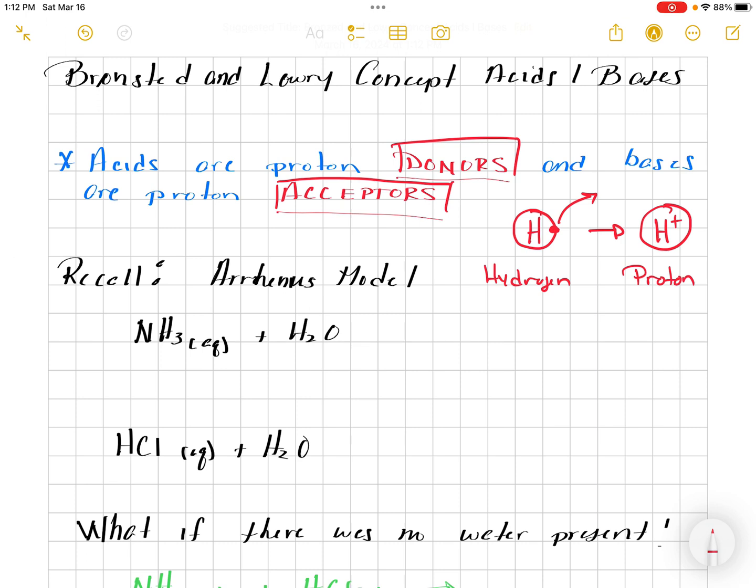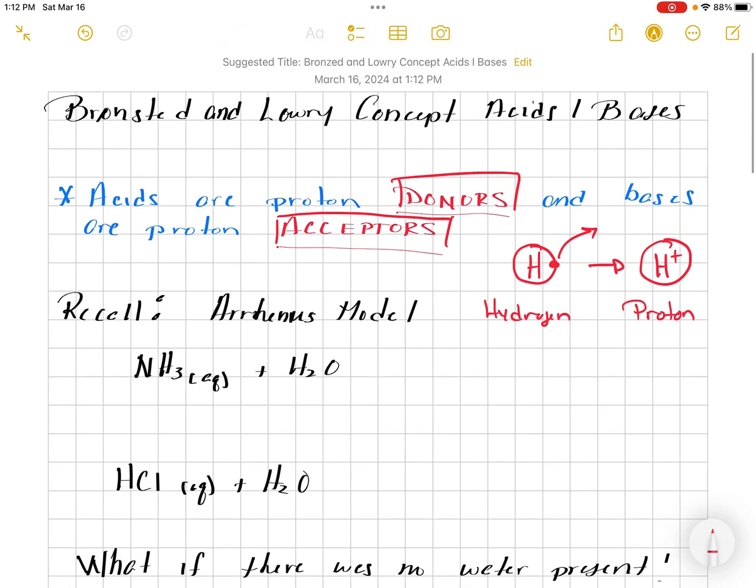So let's look back and review real quick the Arrhenius model. The Arrhenius model says that an acid or a base are substances that release hydrogen ions or hydroxide ions, depending on whether it's an acid or a base, reacting in water. So let's take a look at a couple of examples of some reactions. Now we have ammonia, which we know is a base, reacting with water.